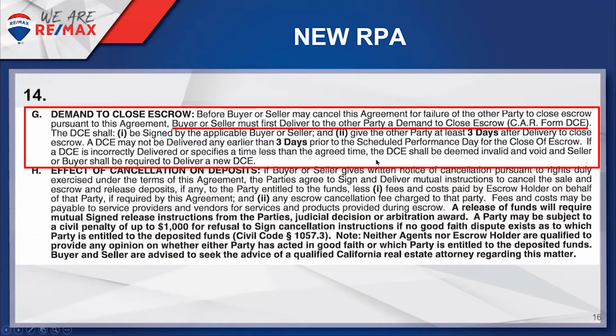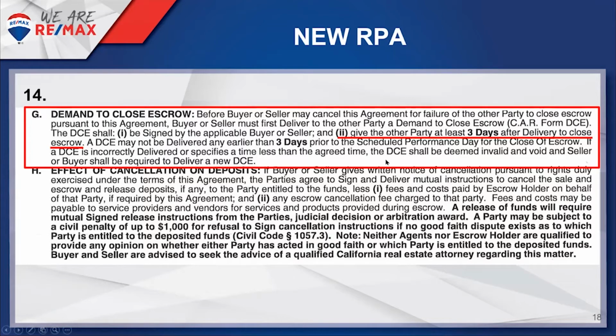And of course, you deliver the demand to close escrow, and it must be signed by the buyer or the seller, not the agent, and it must give at least 3 days after delivery to close. Now, that 3 days comes from case law. Case law requires a reasonable time period to notify the other party. You must give them a reasonable time period to perform when it comes to closing. And the smallest reasonable time in a court case has been 3 days. So that's why CAR uses 3 days.